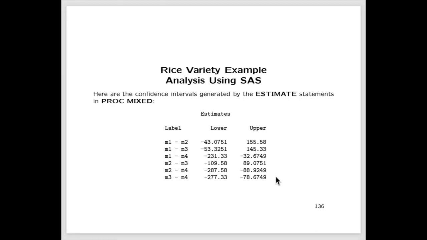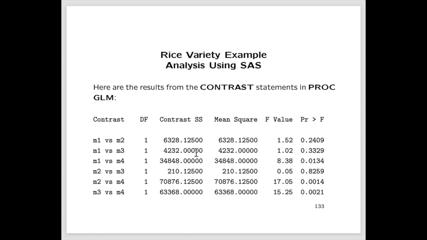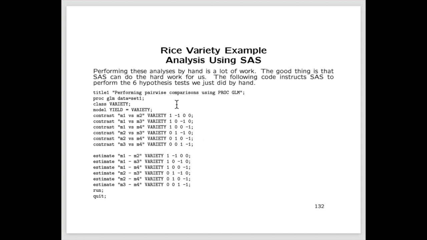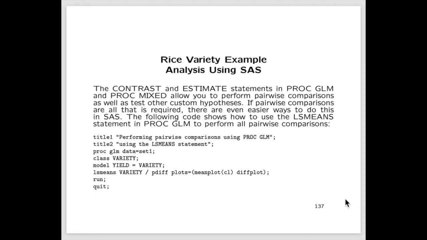And the only thing we have to do is to specify the custom hypotheses that we want to test. And we do that using either the contrast statement or the estimate statement. So the contrast and the estimate statements in proc GLM and proc mixed allow us to perform pairwise comparisons as well as to test other more general custom hypotheses. But if pairwise comparisons are all that are required, then there's an even easier way to do this in SAS.